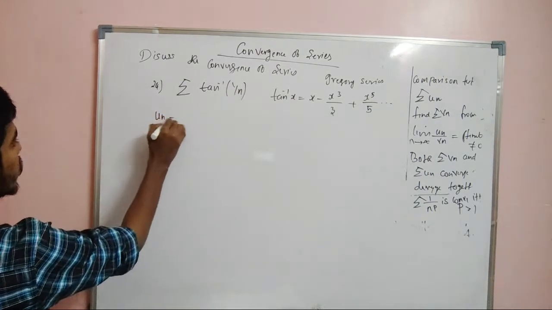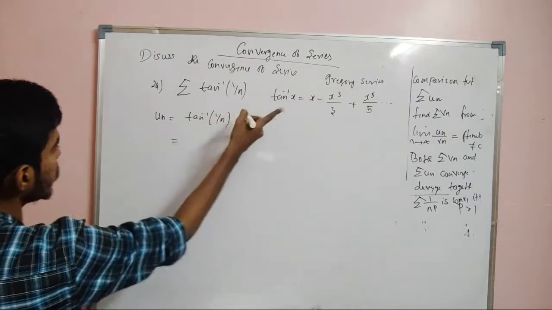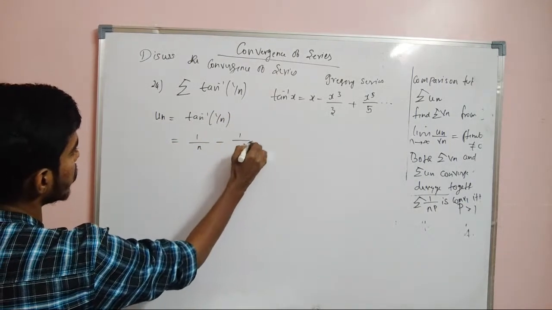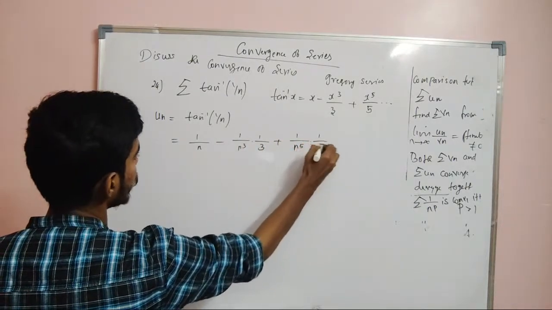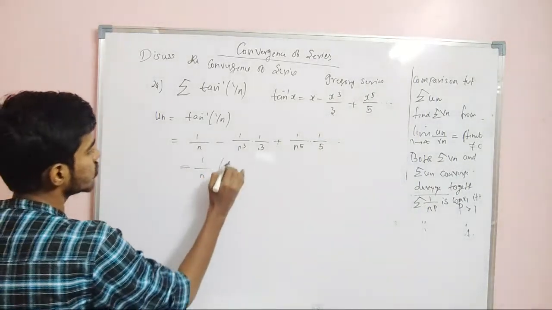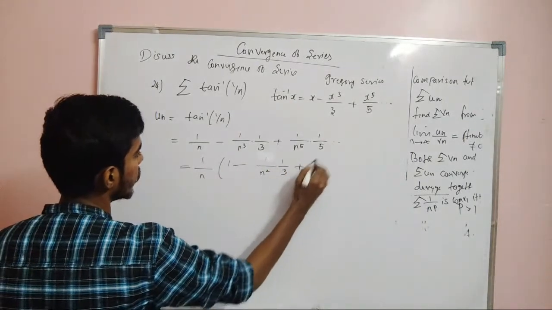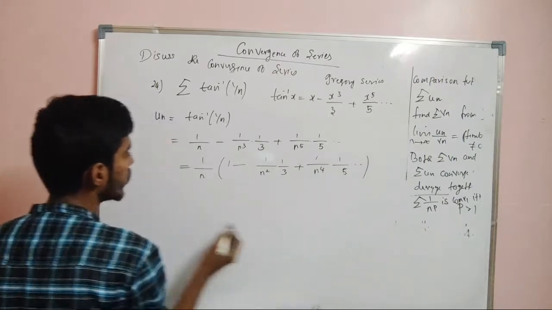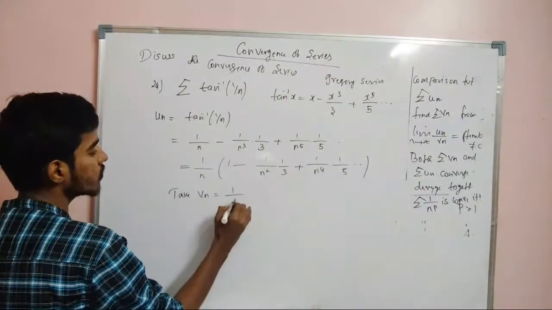So we have un is tan inverse 1 by n. Instead of x we just substitute 1 by n. So we'll have 1 by n minus 1 by n cube into 1 by 3 plus 1 by n power 5 into 1 by 5 and so on. Now we just take 1 by n common. So it will be 1 by n into 1 minus 1 by n square into 1 by 3 plus 1 by n power 4 into 1 by 5 and so on. Now take Vn to be 1 by n.